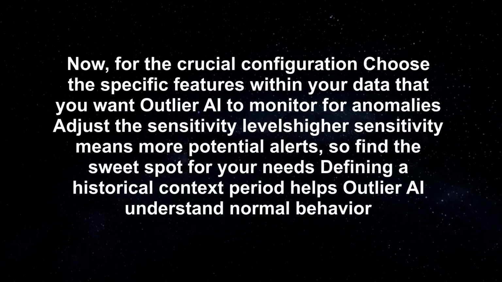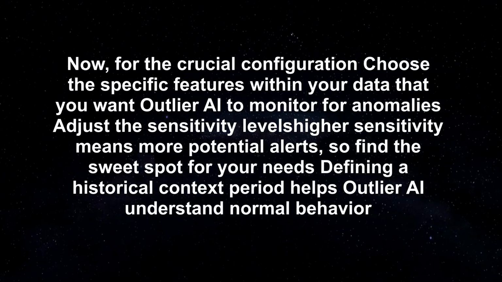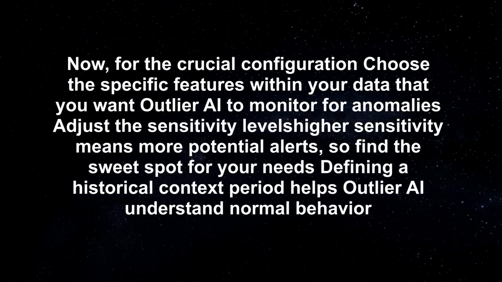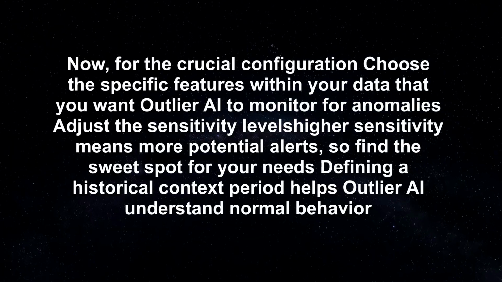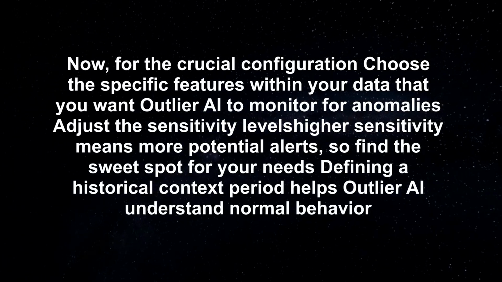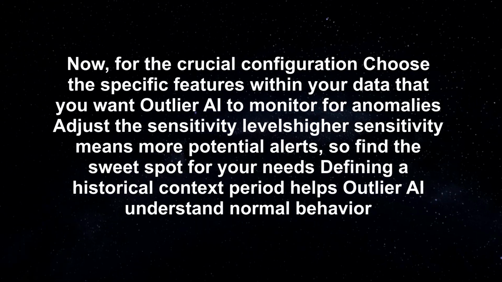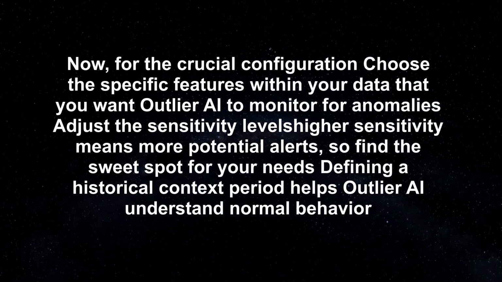setup. Now, for the crucial configuration, choose the specific features within your data that you want Outlier AI to monitor for anomalies. Adjust the sensitivity level. Higher sensitivity means more potential alerts, so find a sweet spot for your needs. Defining a historical context period helps Outlier AI understand normal behavior.